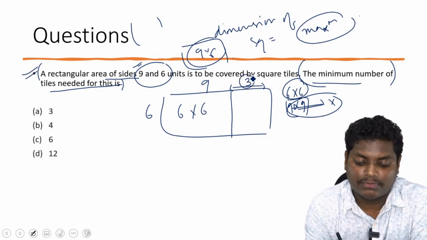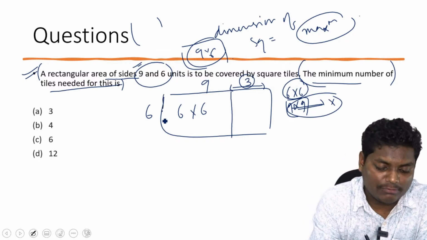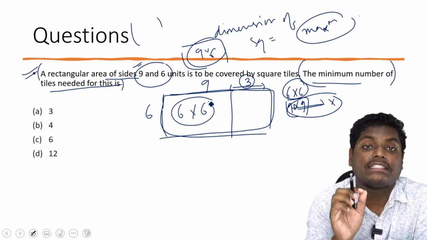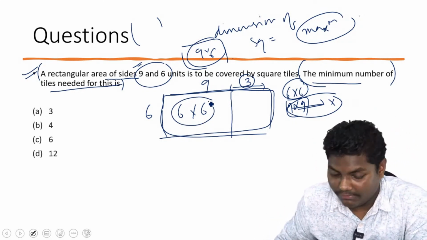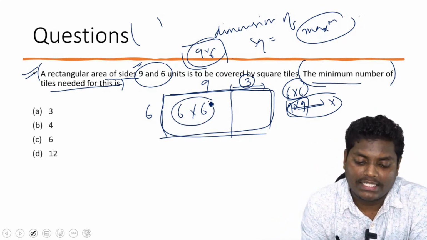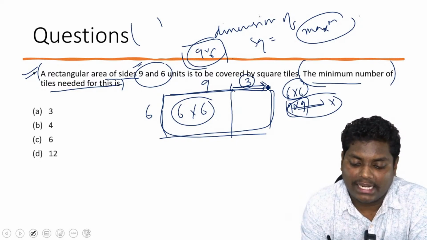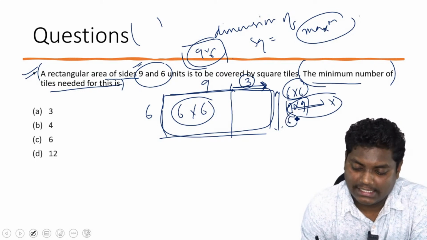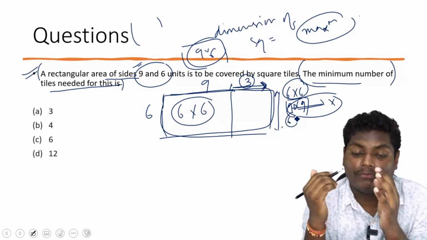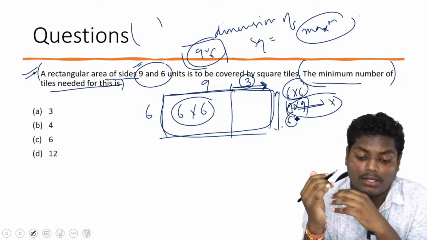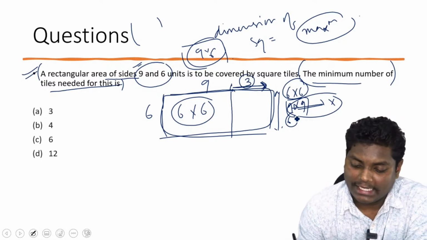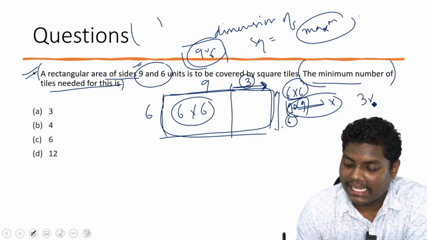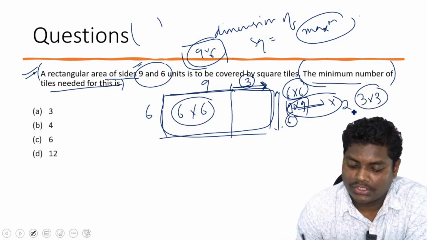9 minus 6, we have already covered. So this is the area of the floor. We have placed a 6 cross 6 tile. So what is the length that we have here? 3. And what is the breadth we have here? 6. So how can we fill this with square tiles? 3 is left. We need to fill it. So basically we can have 2 tiles of 3 cross 3.